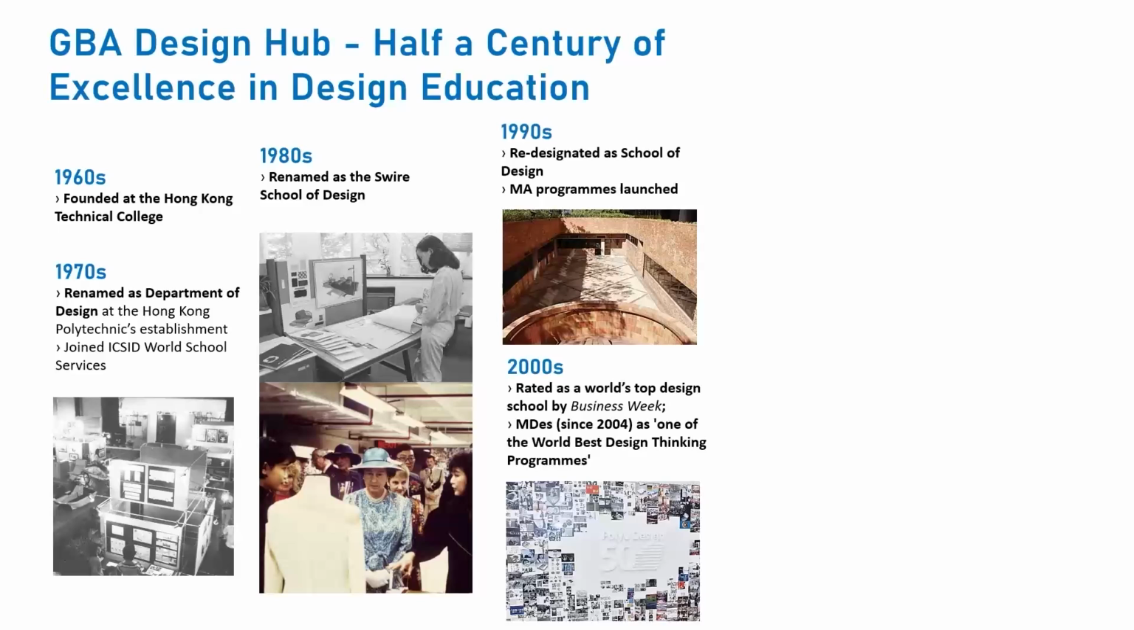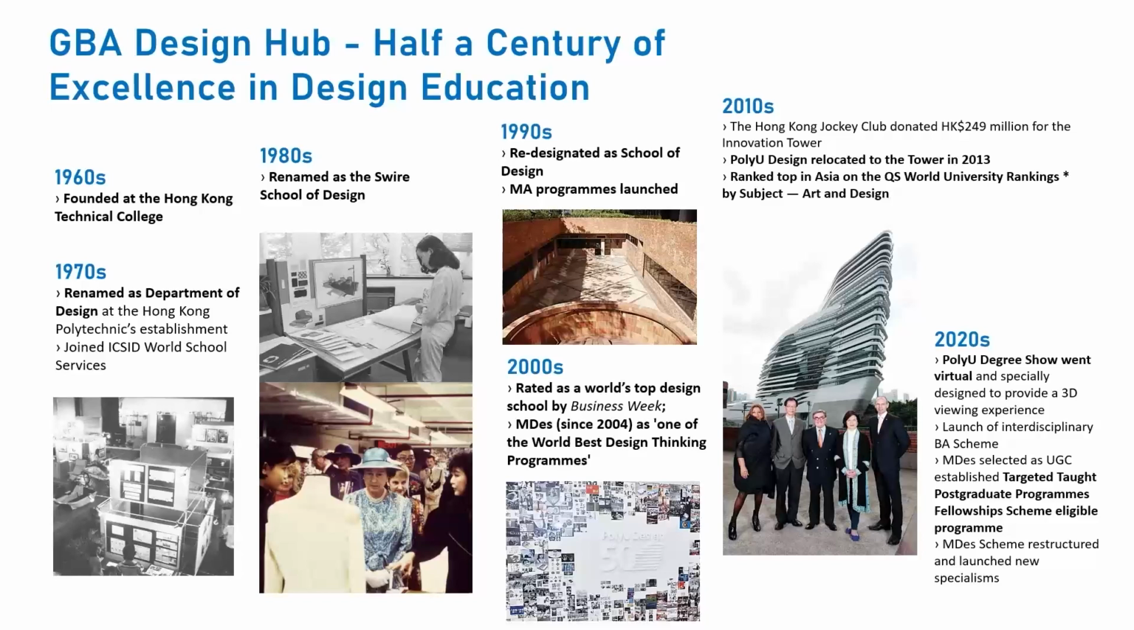In the 90s, we were designated as a School of Design, and we started a Master of Arts program. In the 2000s, we started to build our reputation as one of the best design schools in the world. In 2010, we were very lucky to have this new building, funded by the Jockey Club with a huge donation from them. Then in 2013, we moved to this new building. Around a similar time, QS ranking started. From the beginning of QS ranking, School of Design at PolyU has ranked very high, and this year I think it's number 19 in the world ranking. In the 2020s, as I mentioned, we have reformed our program.